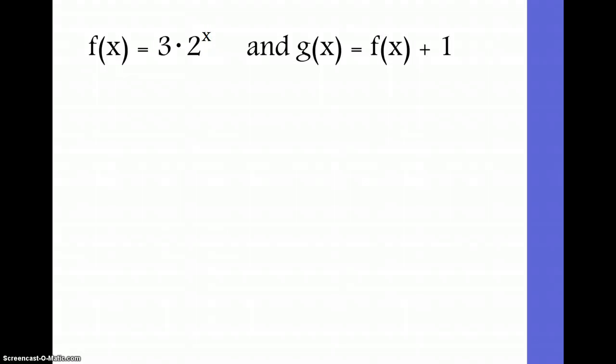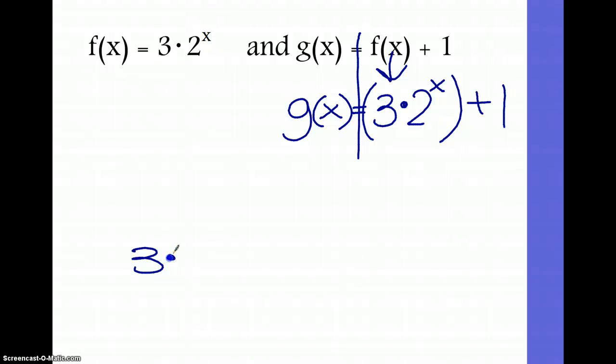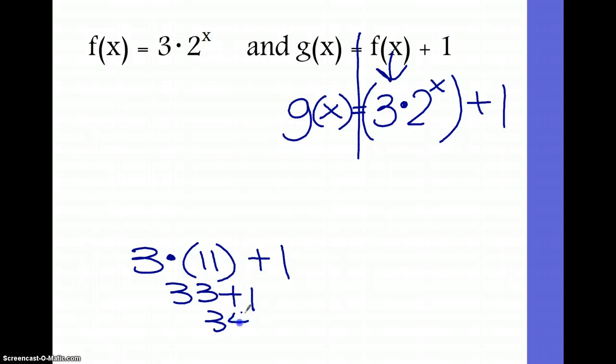Okay, here we've got g of x and f of x. We know f of x, so I'm going to plug that in: 3 times 2 to the x. I'm going to bring down plus 1, bring down g of x. On this one, there's no like terms. You cannot combine the 3 and the plus 1. It's the same as if I have 3 times 11 plus 1 more. That's 3 times 11 is 33, plus 1 is 34.